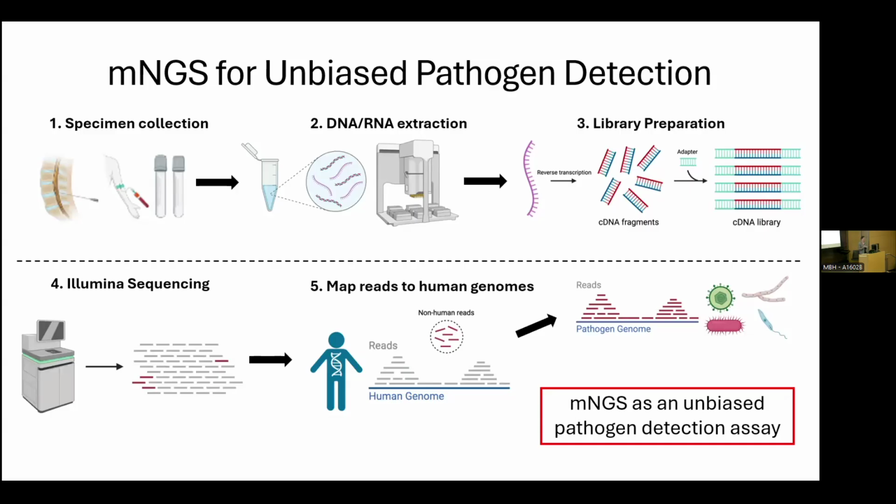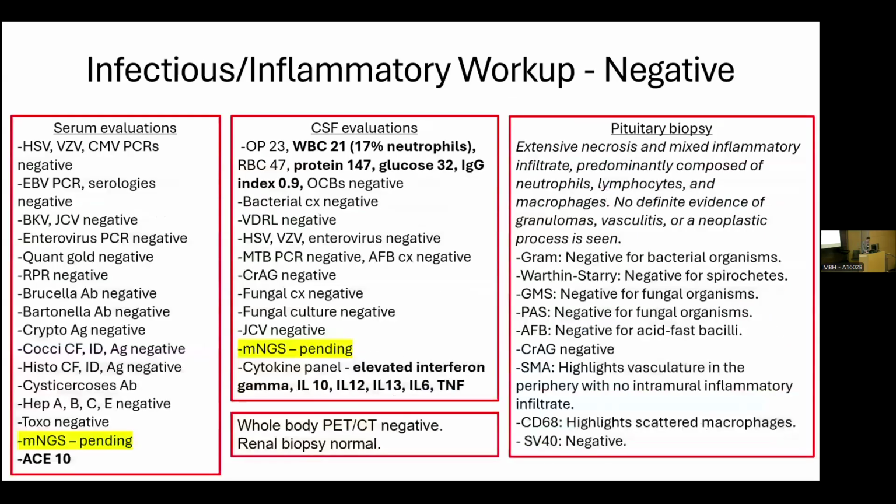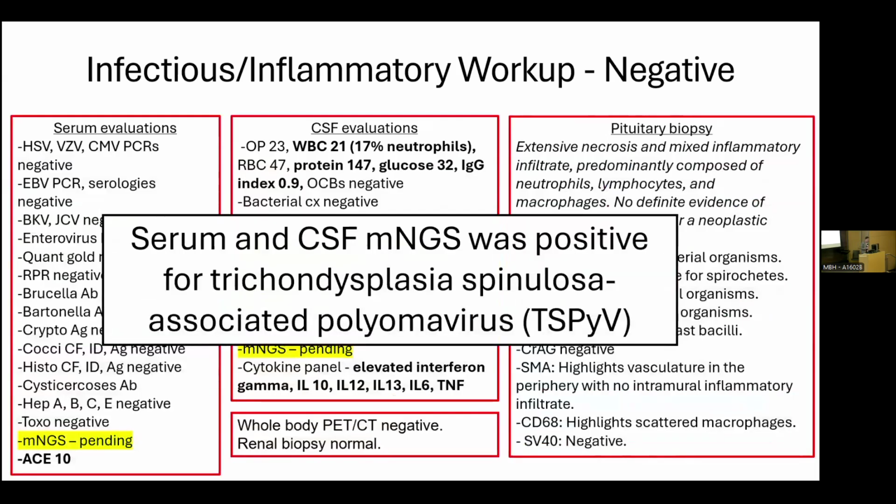And so this really provides an unbiased, hypothesis-free approach that allows for detection of really any pathogen and avoids the need for more targeted testing. So in her case, the NMGS was still pending, but ultimately it came back for trichodysplasia spinulosa-associated polyomavirus. So does anyone know what this virus is?